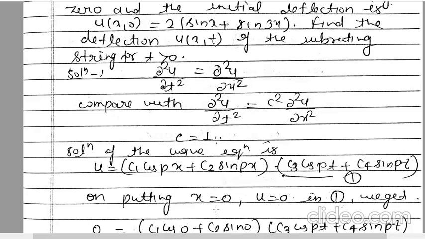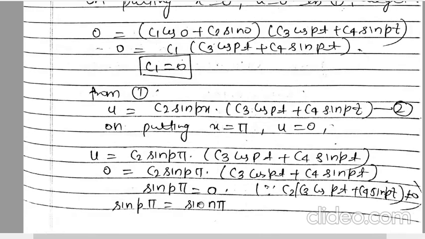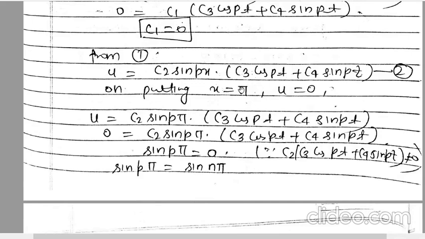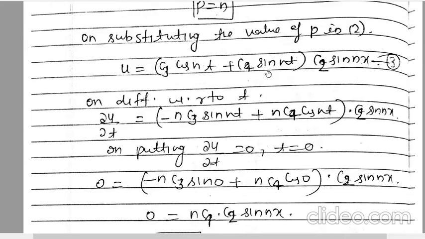We know the solution of the wave equation, so just write the solution here. Now putting x is equal to 0 and u is equal to 0, initial condition, we get c1 is equal to 0. After putting x is equal to pi and u is equal to 0, we get p is equal to n. On substituting the values of p, we are getting this equation, right? Now the third initial condition is del u by del t is equal to 0 when t is equal to 0. So calculate del u by del t from here.